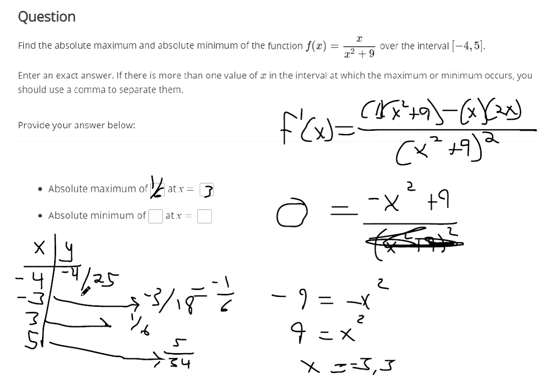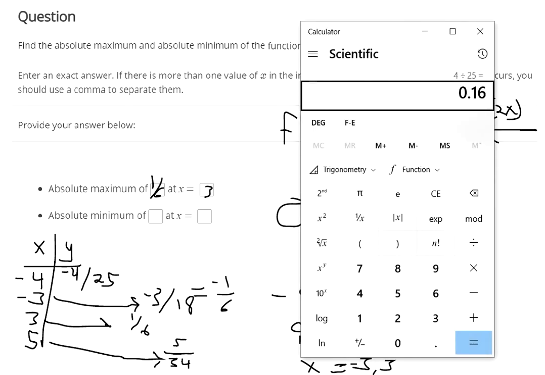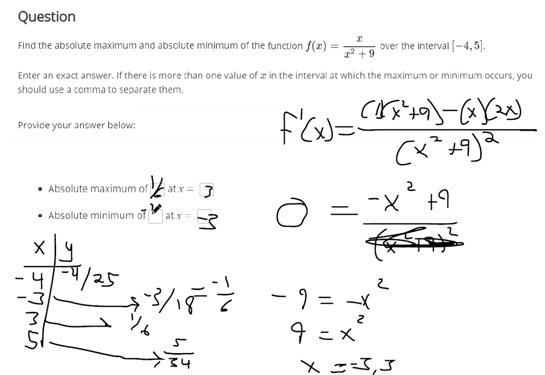And then the lowest value here, -4 over 25, that's -0.16. This x equals -3 is a little bit lower. That's our minimum.